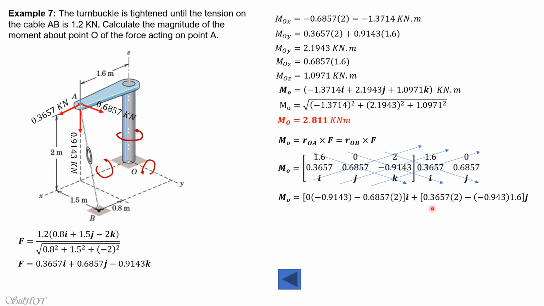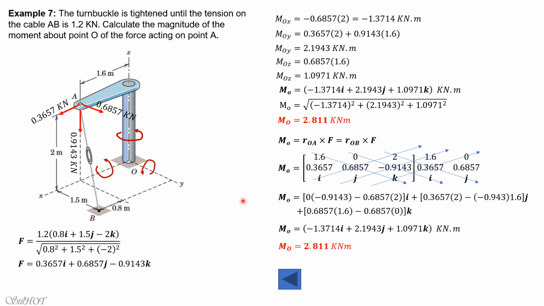Then for the J or Y component, 0.3657 times 2 positive minus negative, so minus negative, so positive 0.9143 times 1.6. It's the same. Then along K or Z axis, so 0.6857 times 1.6 minus 0, which is the result is the same. The magnitude is the same, 2.811 kilonewton meters. Okay, so let's stop.